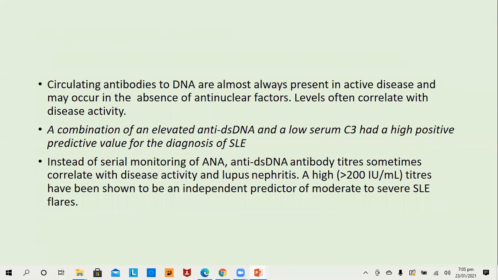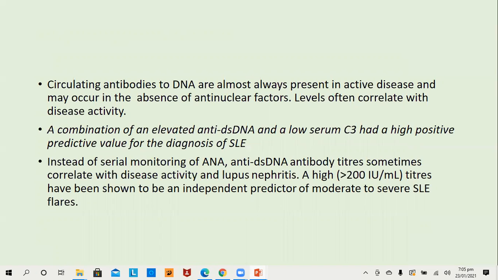The circulating antibodies to DNA are almost always present in active disease and may occur in the absence of anti-nuclear factor. Levels often correlate with disease activity. So anti-DNA antibody levels are always done serially to assess the disease activity. A combination of anti-double stranded DNA, low serum complement, and a high titer has a very high positive predictive value for the diagnosis of SLE.